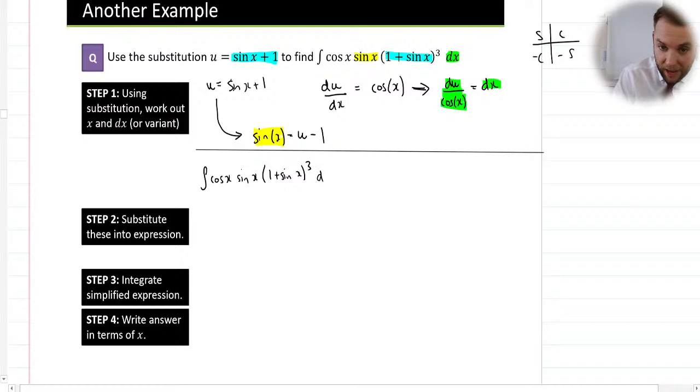With respect to x, sorry, that's really important, isn't it? So if I replace this, it's going to be the integral. Now, the only thing I don't have is that cos x, so let's keep that there. Cos of x. I know what sine of x is. It's the yellow one, isn't it?